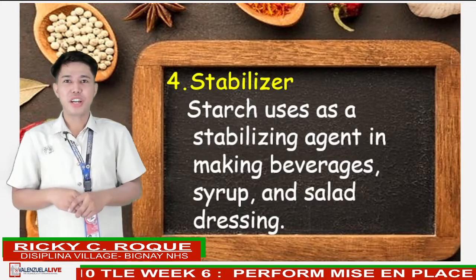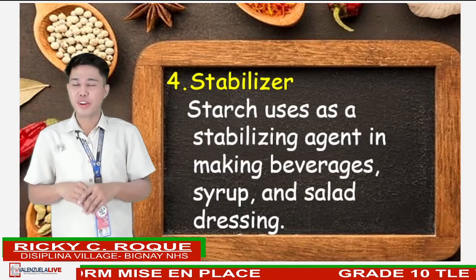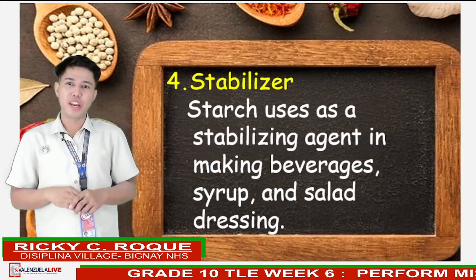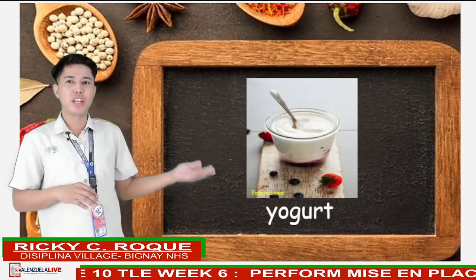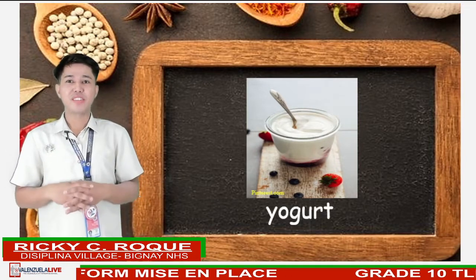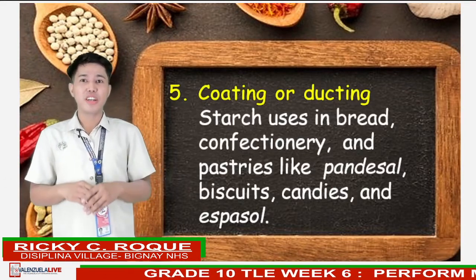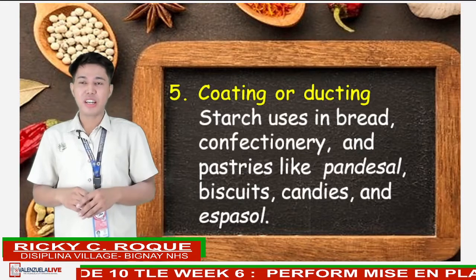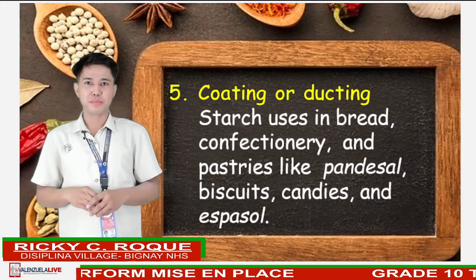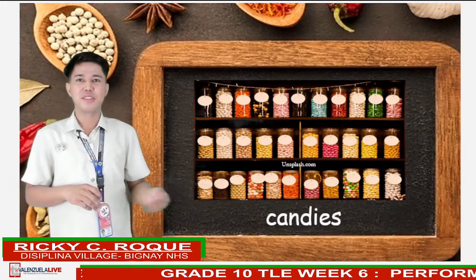next is stabilizer. Starch is used as a stabilizing agent in making beverages, syrup, and salad dressing. Examples are chocolate drinks, fruit drinks, and yogurt drinks. So as you can see in the picture, okay, next is coating or dusting. Starch is used in bread, confectionery, and pastries like pandesal, biscuit, candies, and espasol. So there is a picture here of candies.